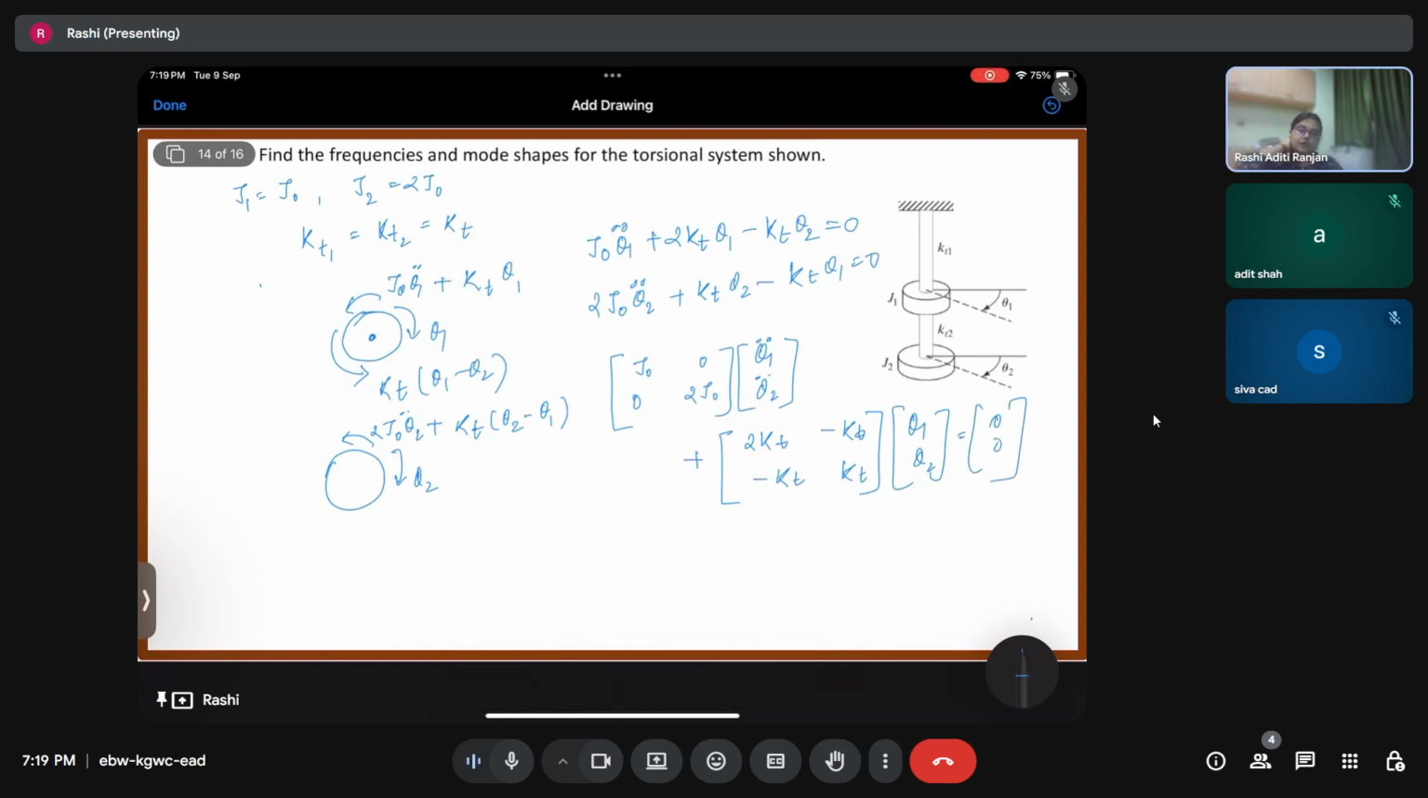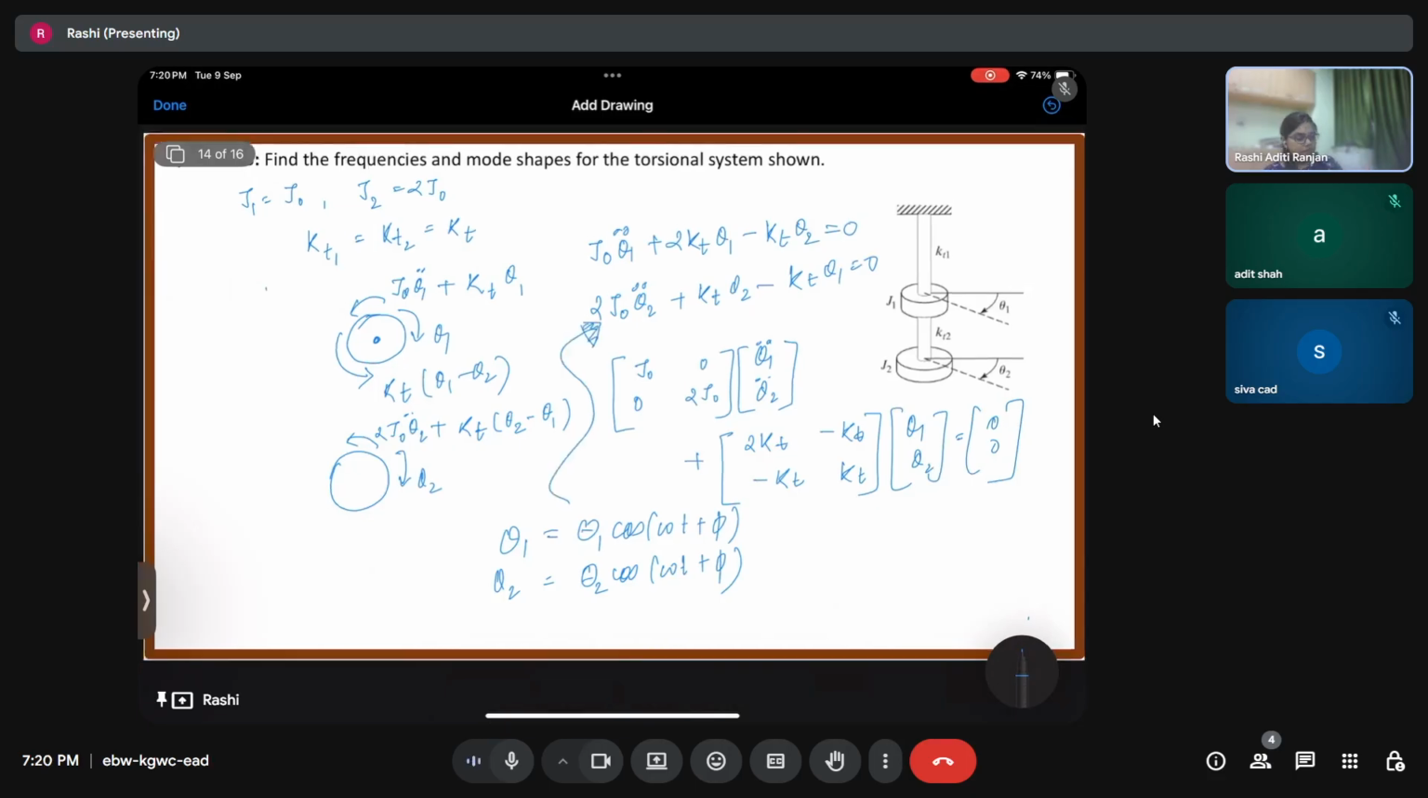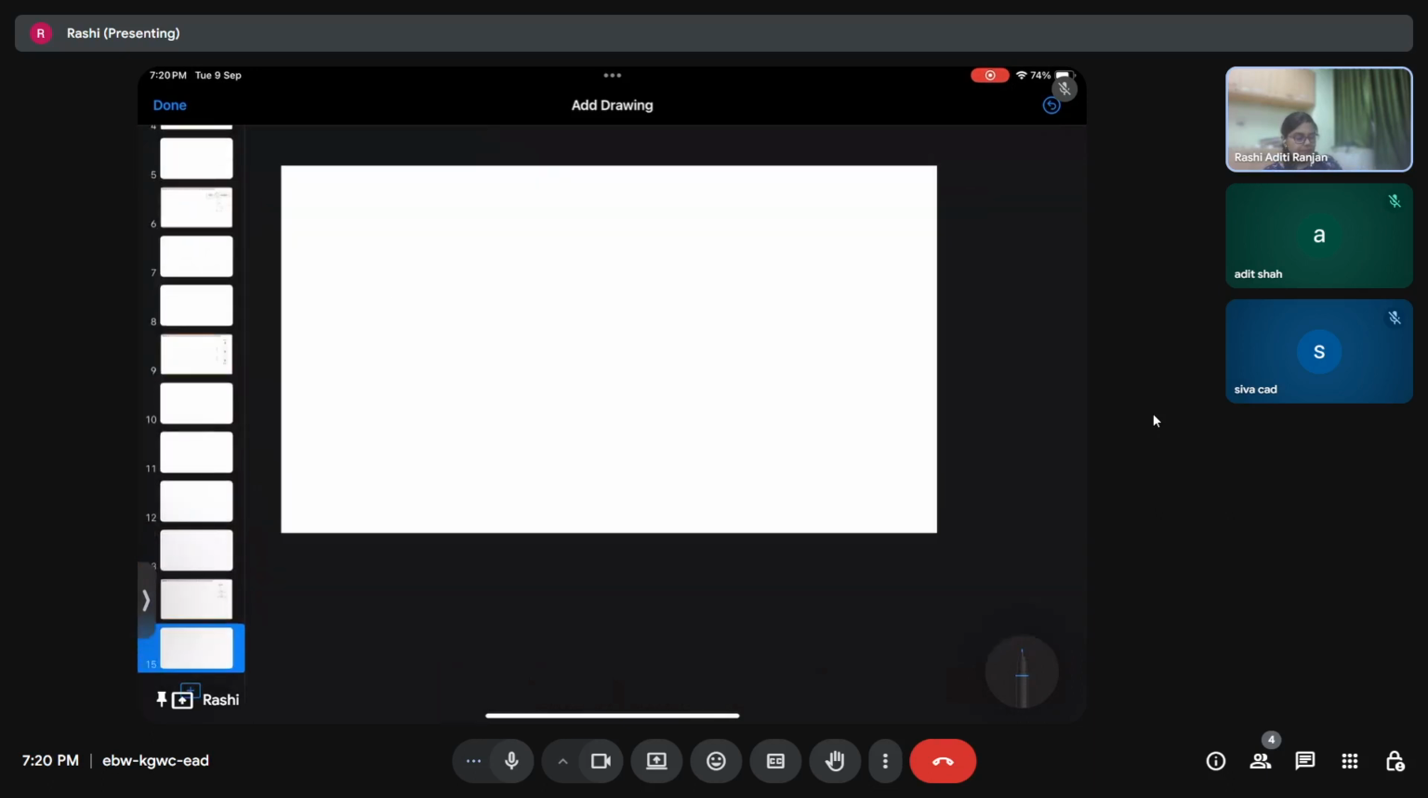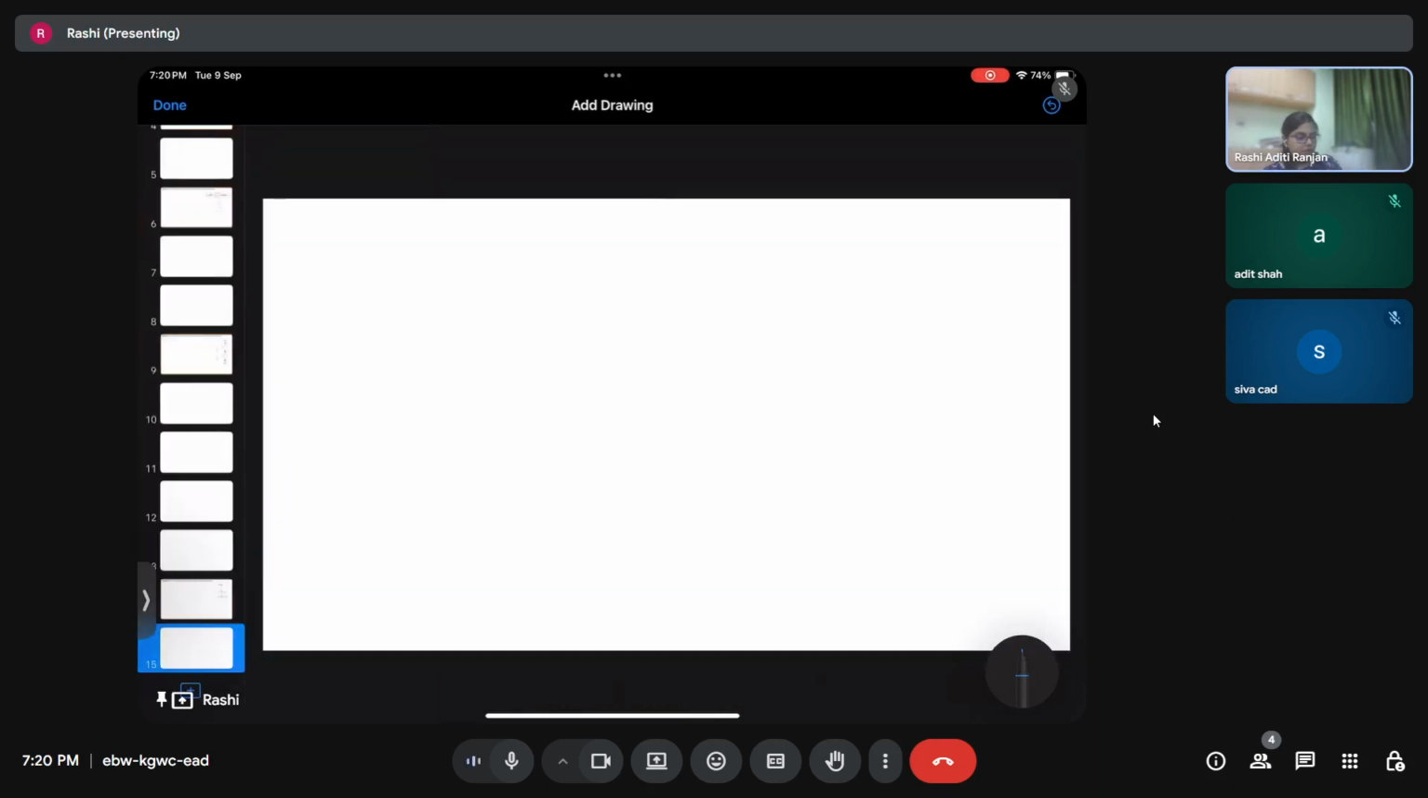Now we are supposed to find out the frequencies. We know how to find out the frequency, correct? We assume theta 1 as theta 1 cos of (omega t plus phi), theta 2 as theta 2 cos of (omega t plus phi). Put it into the main equation.